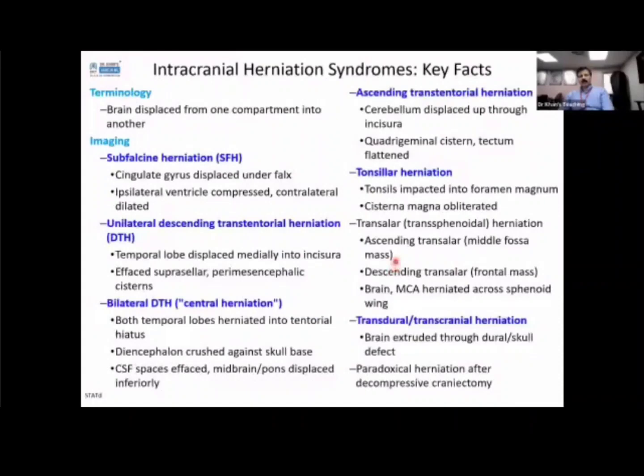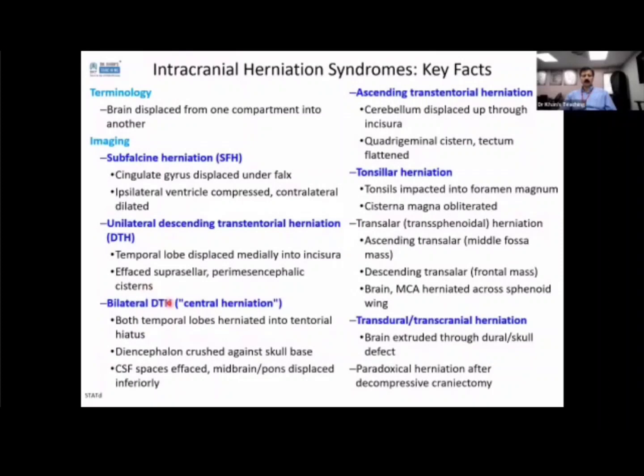Now, if you go into details, there are various types of herniations in the brain: subfalcine herniation, unilateral descending transtentorial herniation, bilateral descending transtentorial herniation, also known as central herniation, ascending transtentorial herniation, tonsillar herniation, and transdural transcranial herniation. In your exam, these two are most important, and this one, by the way, applies to any case which has huge edema, as in, earlier today we saw a few cases of diffuse brain swelling.